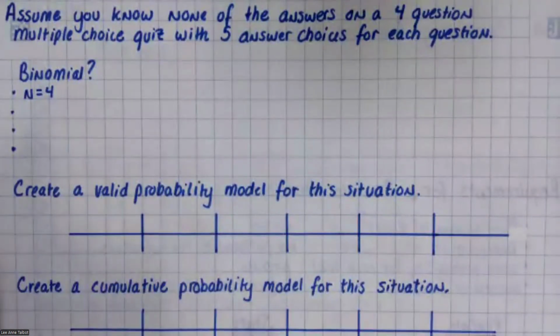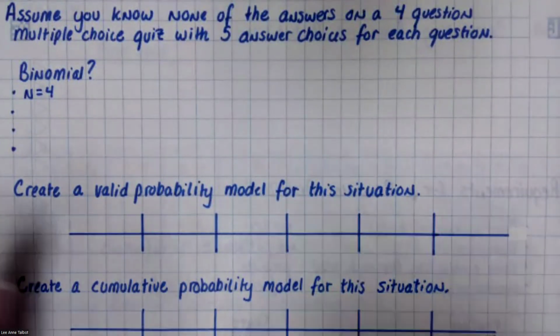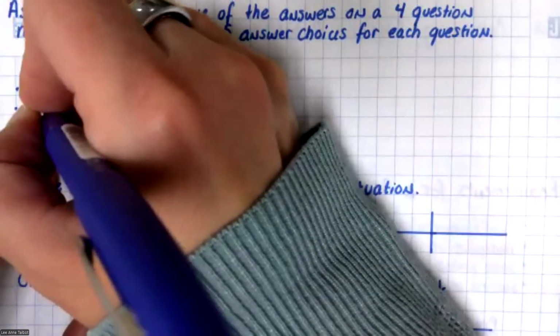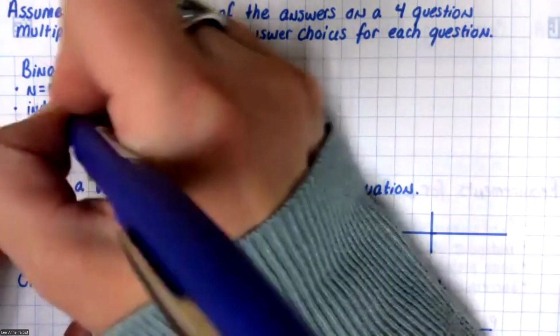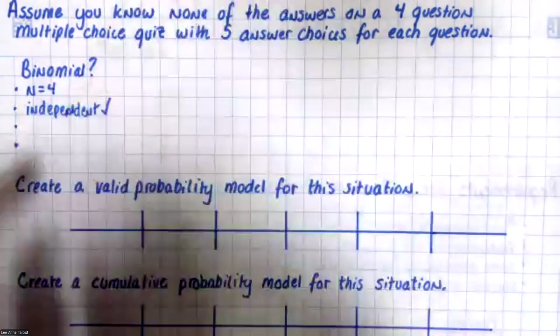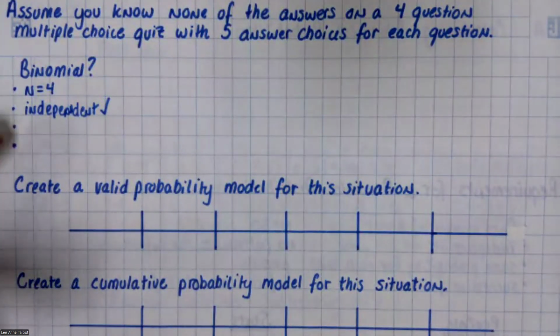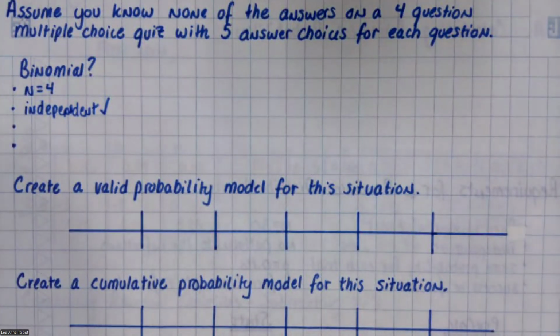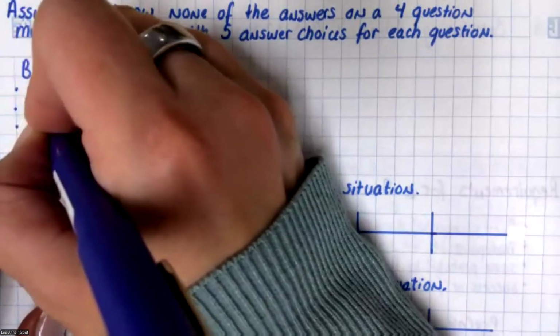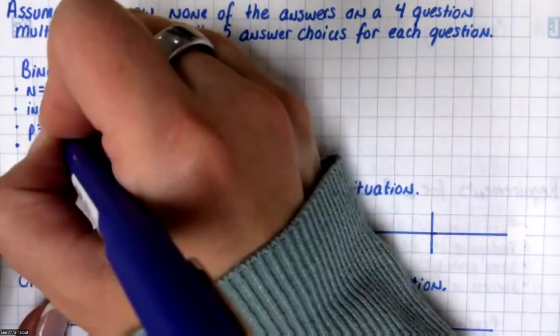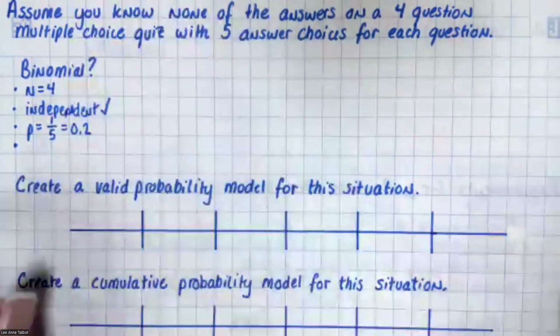Are they independent of each other? Meaning, especially if you don't know any of the material. That says independent. Same probability for each one. What is that probability? Yep, 1 out of 5 or 0.2.